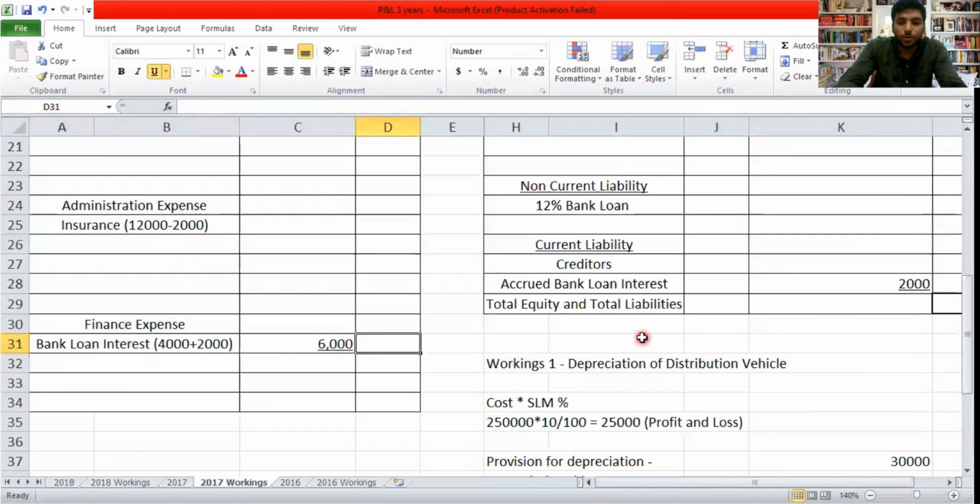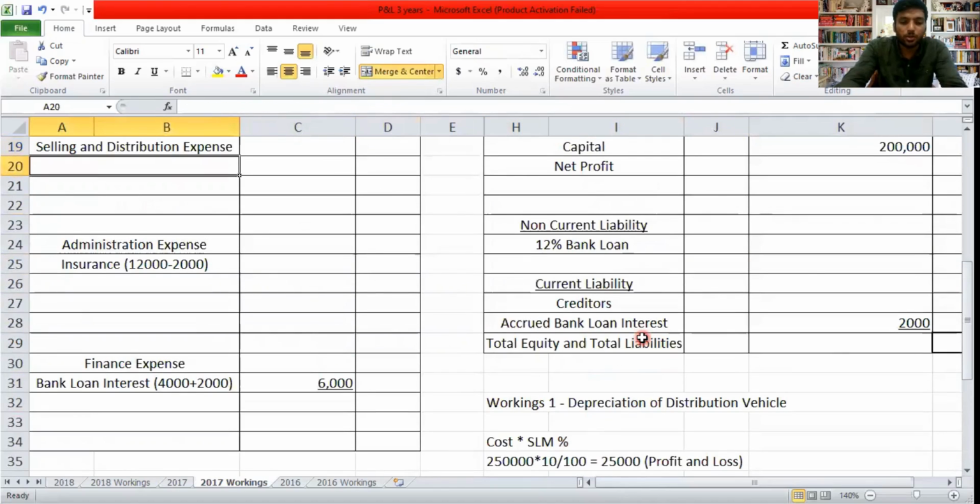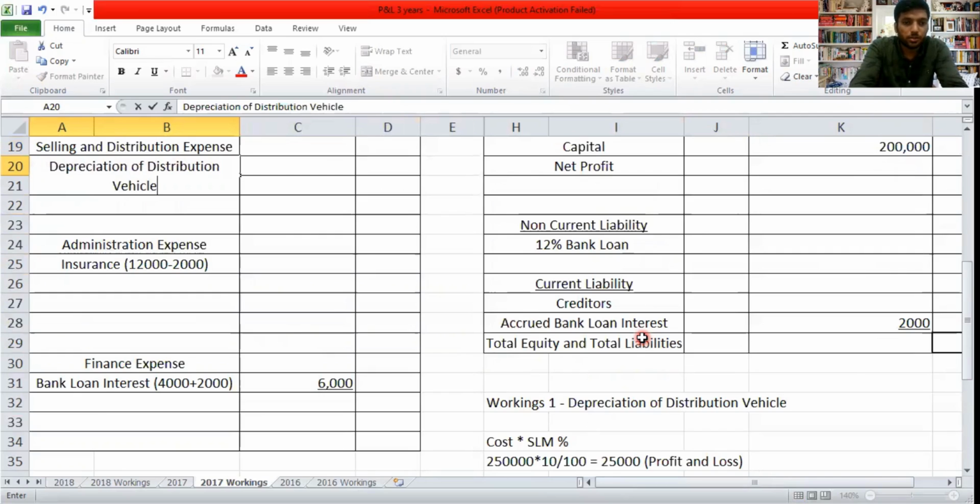You guys already know when I was recording the depreciation, I said this 25,000 goes to profit and loss account, but I forgot to record this 25,000 in the profit and loss account. So it's always better you see your workings after doing. So you will remember that you need to record this basic thing. So depreciation is the amount, depreciation of distribution vehicle, working number one. Yeah.